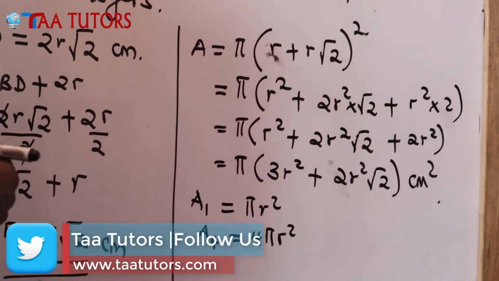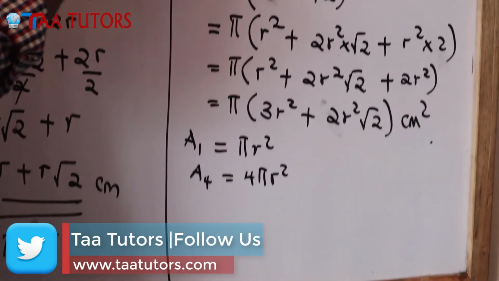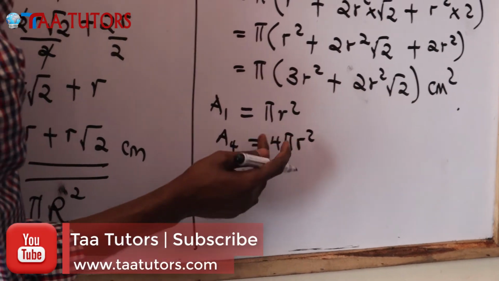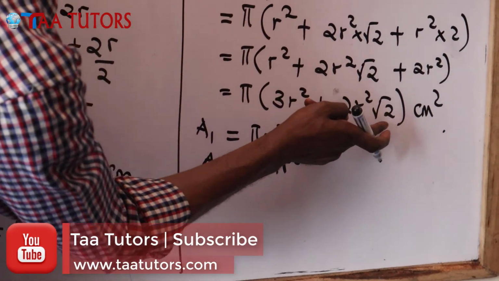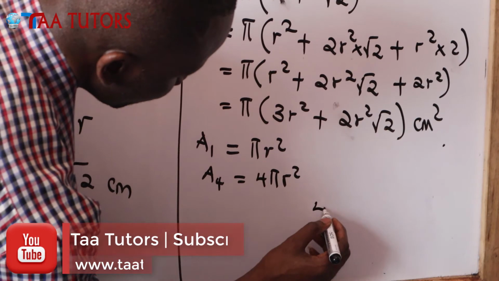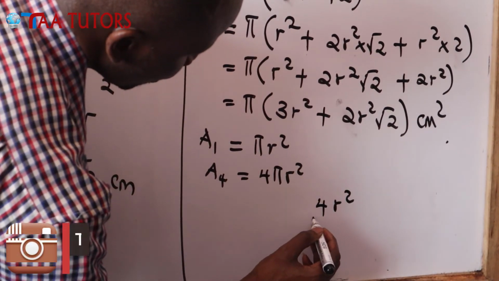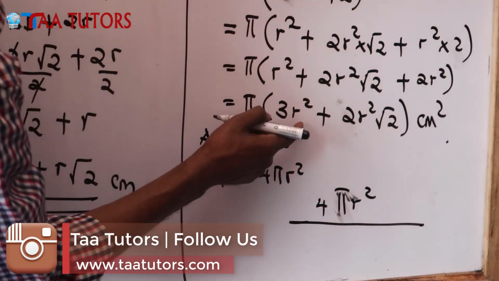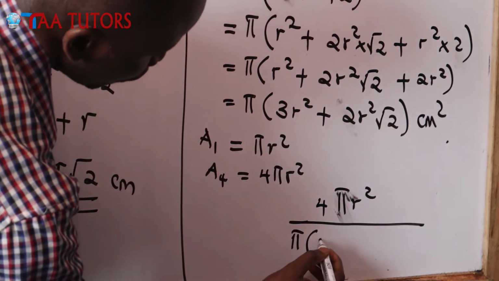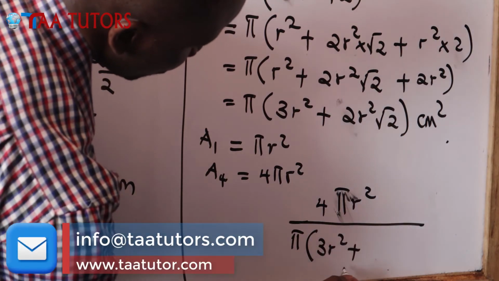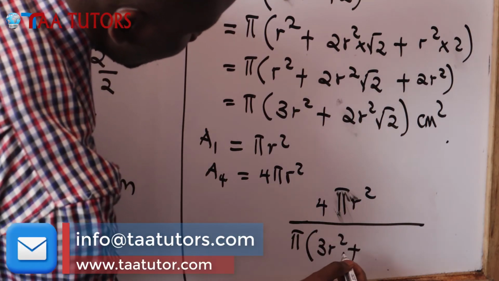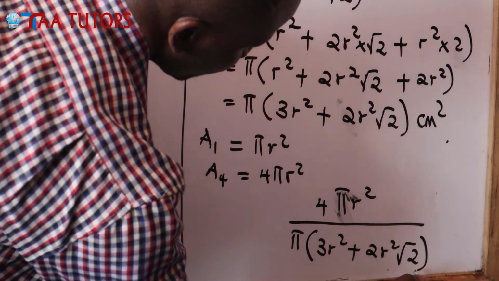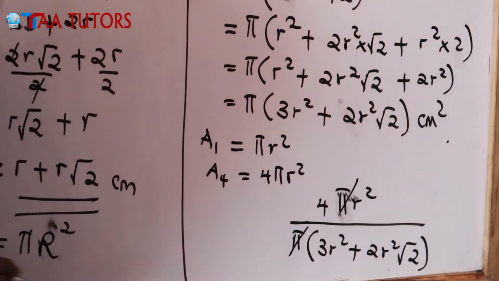So if that's the area of the 4 small circles, then we are told to get the total area of the small circles over this one. So we are going to say, let us have it, the 4 small circles is 4πr squared, divided by π into (3r squared plus 2r squared √2). We know from here that π and π can go.